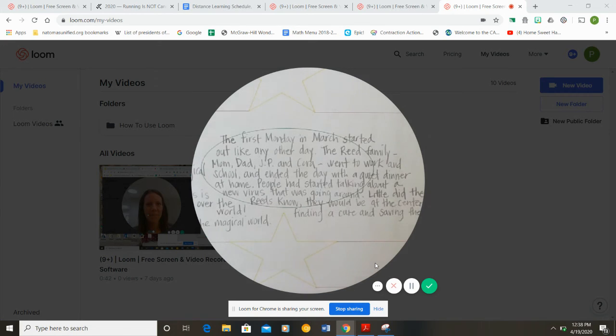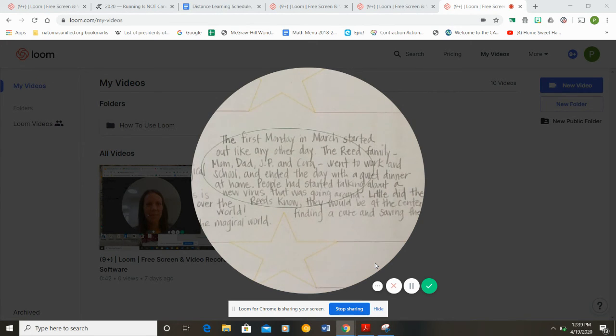I have 4 solid sentences. I am describing the characters, Mom, Dad, JP, and Cora. I'm listing the setting. They were at home. They had a quiet dinner at home. I showed the problem. People had started talking about a new virus, right? And little did the Reeds know they'd be at the center of finding a cure and saving the world. So I've kind of given the reader a summary of what's about to happen, but I haven't given away how, and I haven't said if it ends up being a happy ending. We know that in most fantasy stories, it usually ends positively.